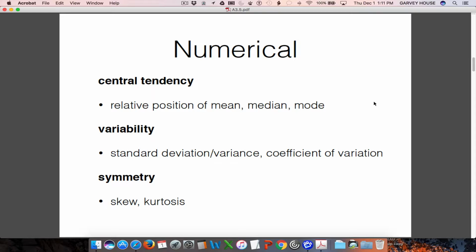And then you'll see that relative position of the mean, median, and mode. For variability, you'll want to compute the standard deviation. I don't think it's necessary to compute the variance. Those are essentially the same metric. It's just that we take the square root of the variance to get the standard deviation, and it's a little easier to conceptualize a standard deviation because the values are considerably smaller.